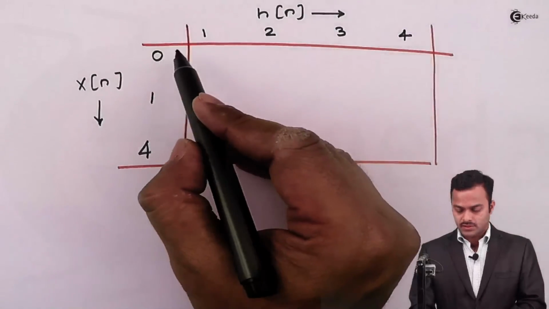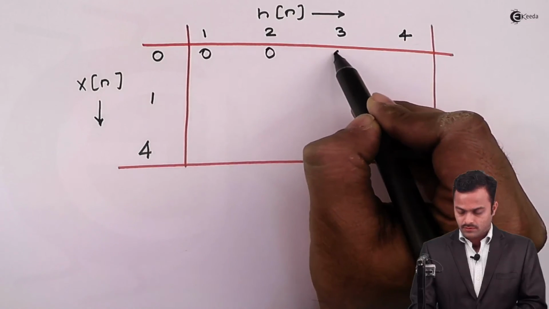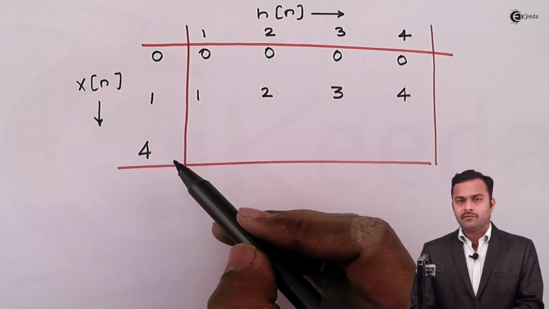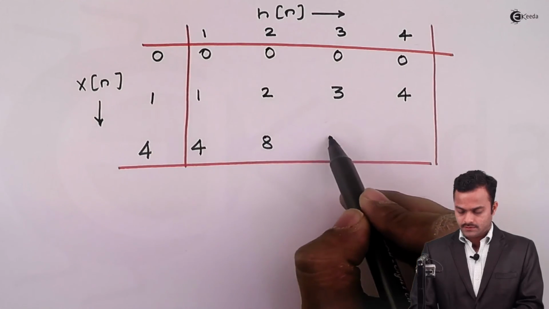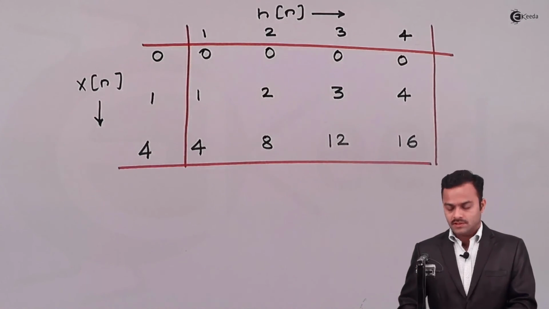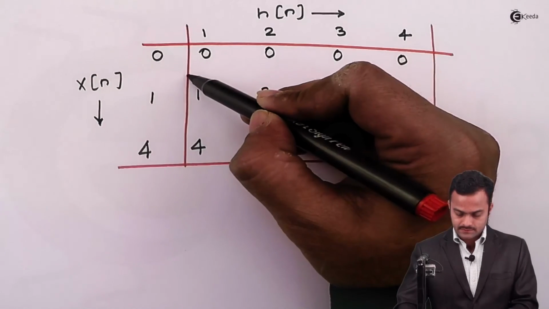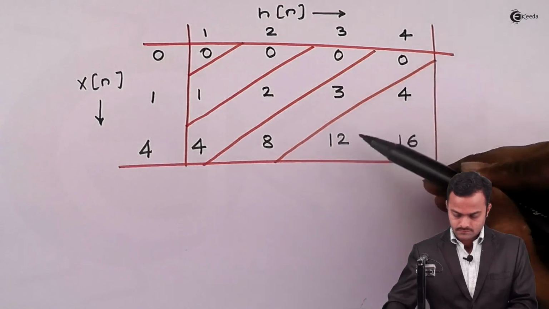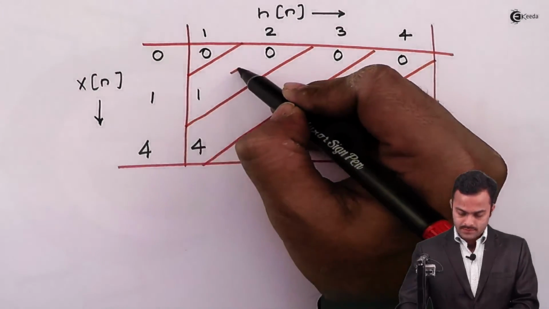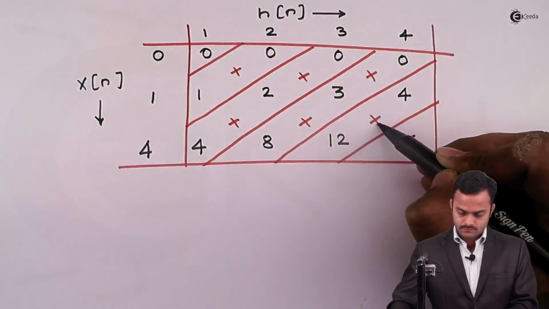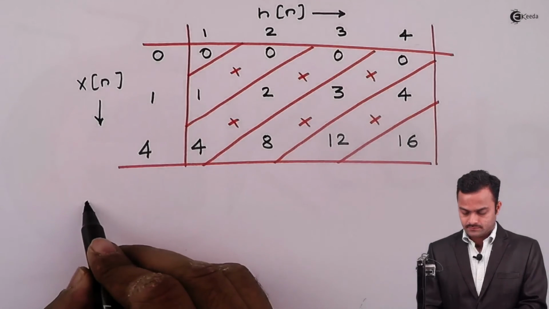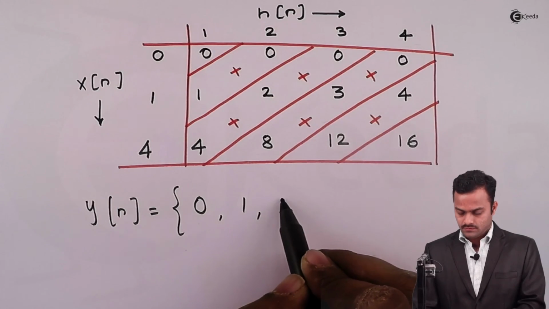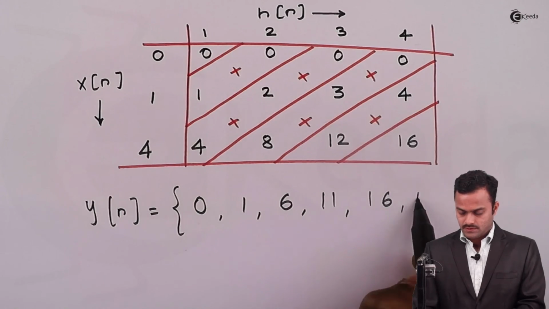Let's multiply this h of n with a 0 as the first element in x of n, so that we will get all the terms 0. In multiplication with 1 is 1, 2, 3 and 4, and finally multiplication with 4 will give us 4, 8, 12 and 16. So this table we need to segregate into a diagonal fashion like this. And then all these elements we need to add. So if you do this, we will get y of n as 0, 1, 6, 11, 16 and 16.